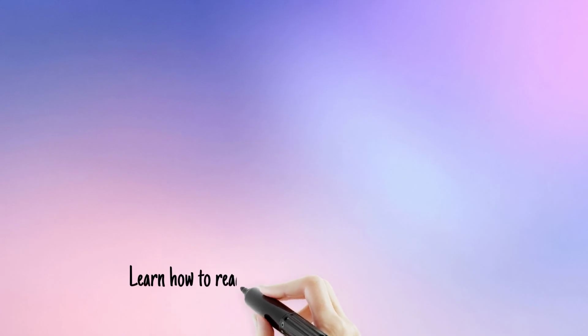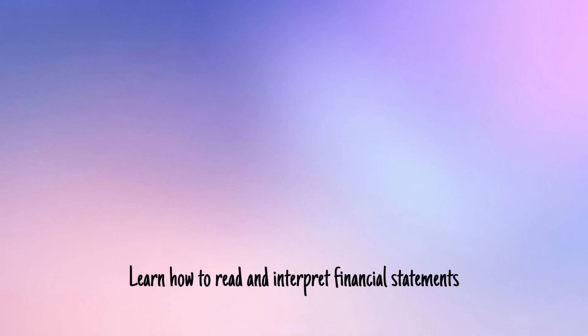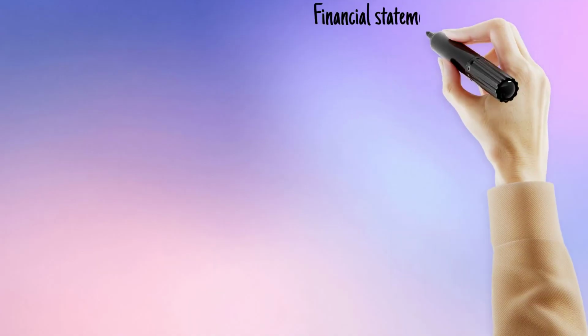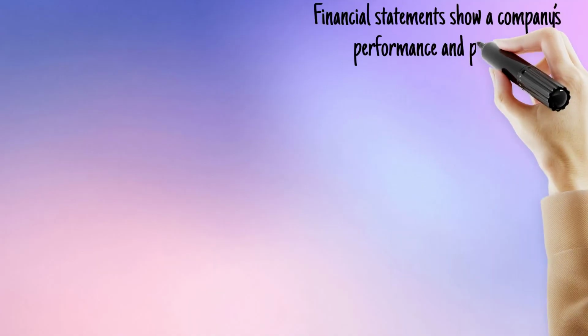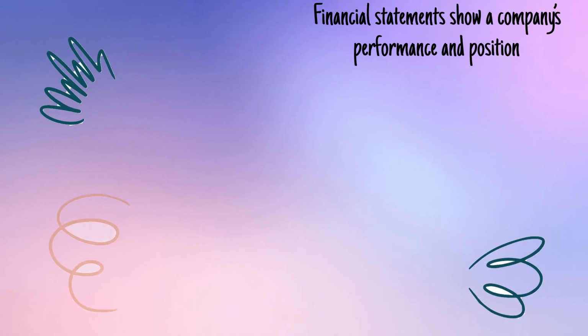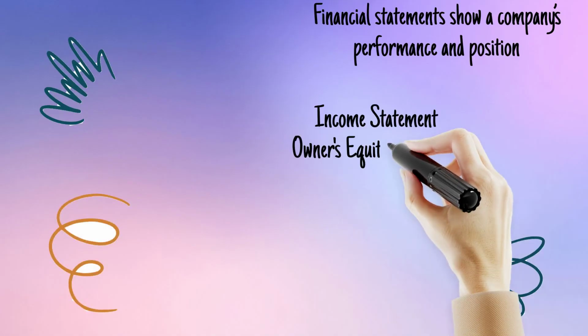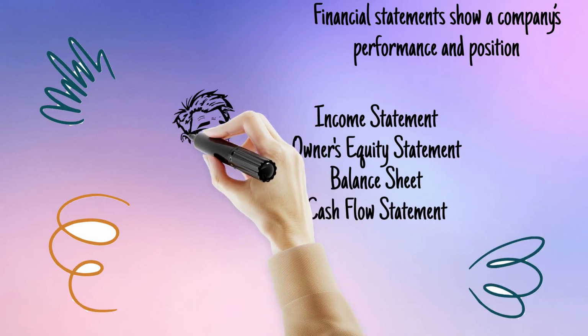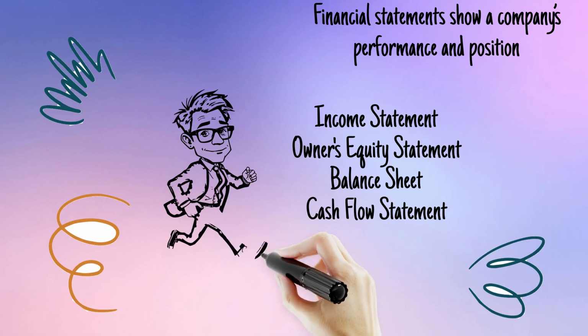We're diving into the world of finance to help you understand how to read and interpret financial statements. Whether you're a budding investor or just curious, knowing how to decode these documents is crucial. First, let's explore what financial statements are. Essentially, they're records that outline the financial performance and position of a business. The three main types you'll encounter are the balance sheet, the income statement, and the cash flow statement.